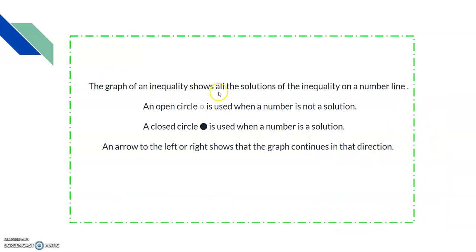The graph of an inequality shows all the solutions of the inequality on a number line. An open circle is used when a number is not a solution. A closed circle is used when a number is a solution. An arrow to the left or right shows that the graph continues in that direction.